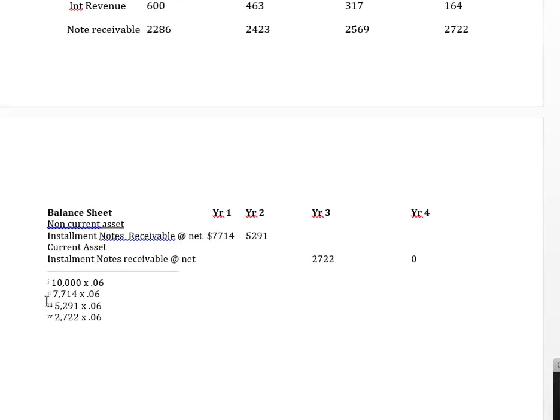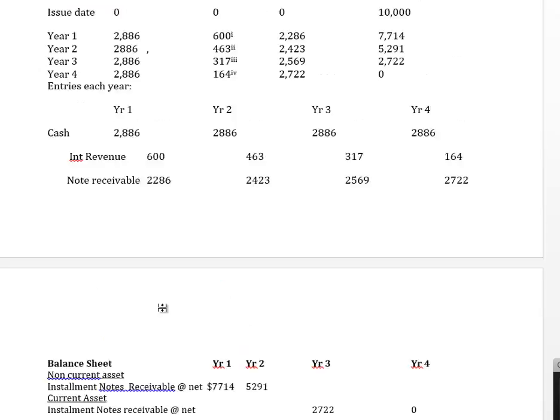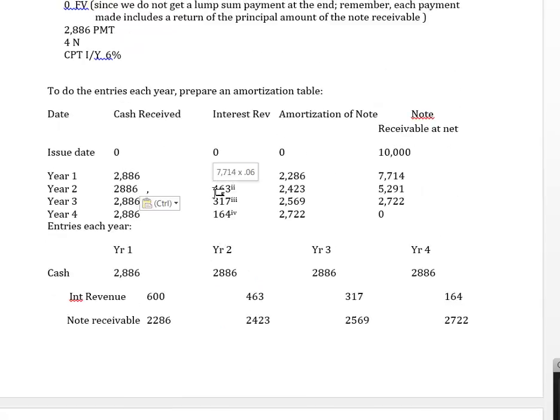So again, you can see it down here. I've taken the face value of the note to open year two times the 6%, which was my implicit rate. So when I do that math, I get 463. So the 2886 is covering 463 in interest, and the difference is 2423, which is the part of the payment that reflects the return of principal on the note.